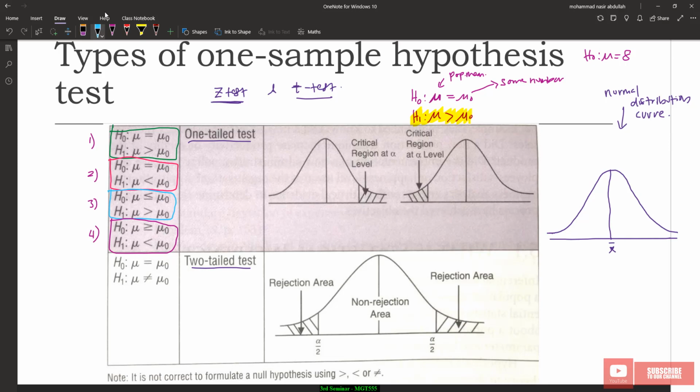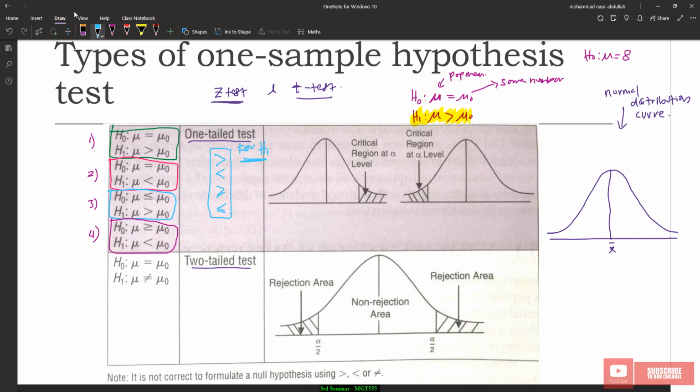So kalau kita tengok dekat sini, kalau dia more than or less than, more than or equal to, less than or equal to for alternate hypothesis, right? So it will represent one tail test. Okay.